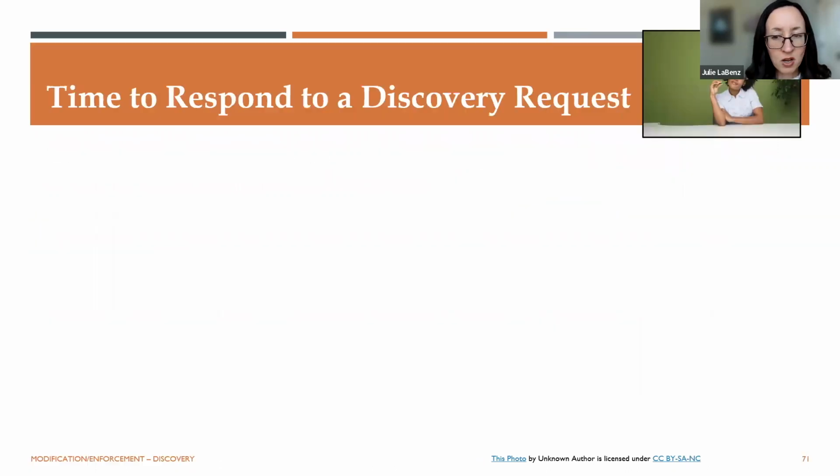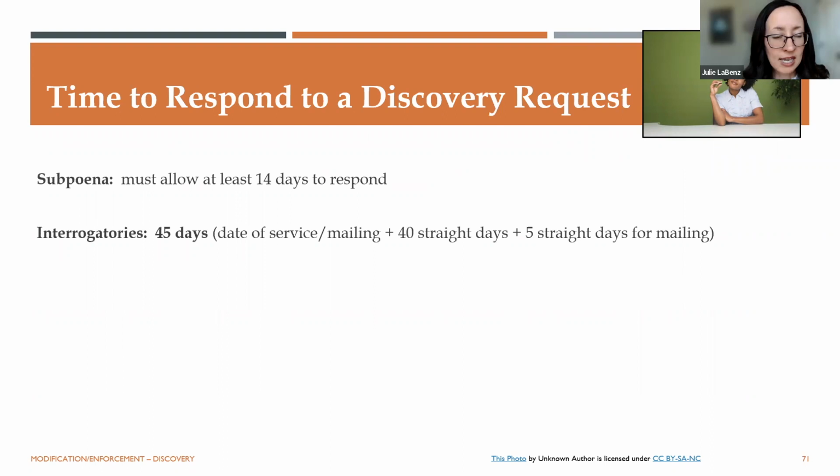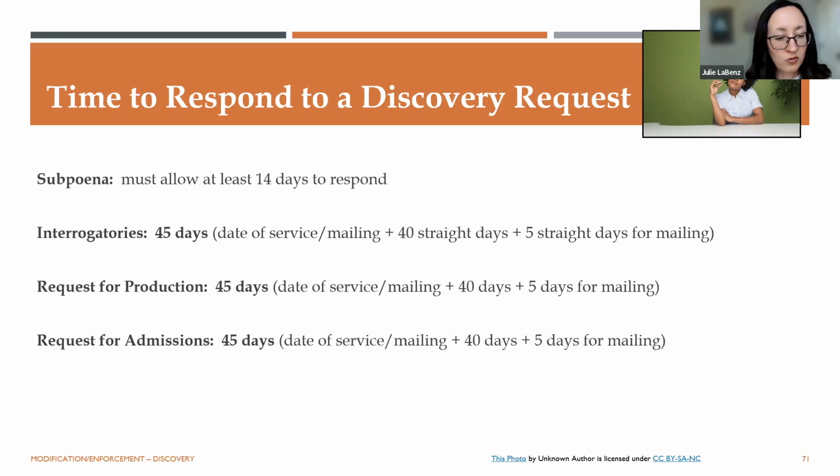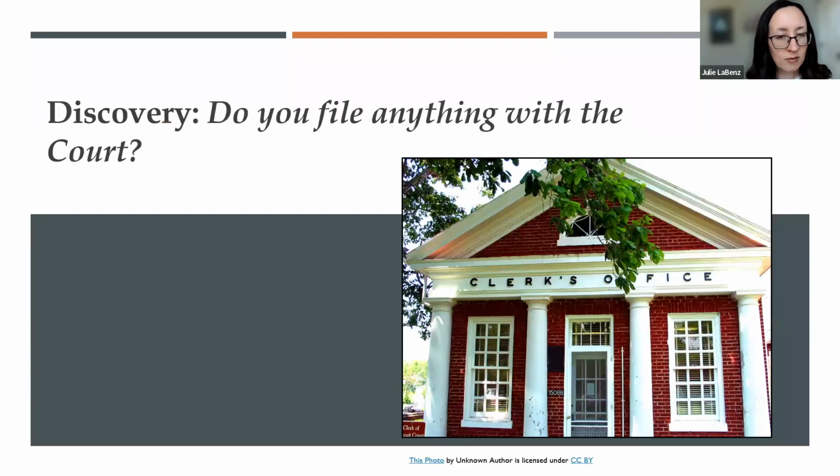Okay, time to respond to a discovery request. Just as a reminder, if you're going to get a subpoena, you need to allow at least 14 days for the other side to respond to the subpoena. For interrogatories, there's 45 days to respond. If the interrogatories were served with a petition, it's 60 days. Request for production, 45 days, 60 days if served with a petition. Request for admissions, 45 days, or 60 days if served with the petition.